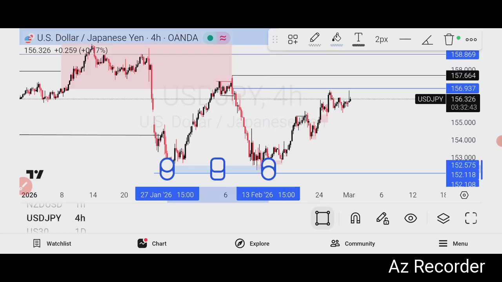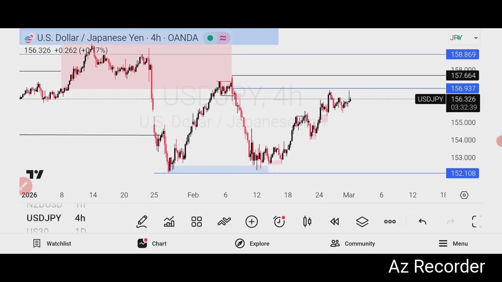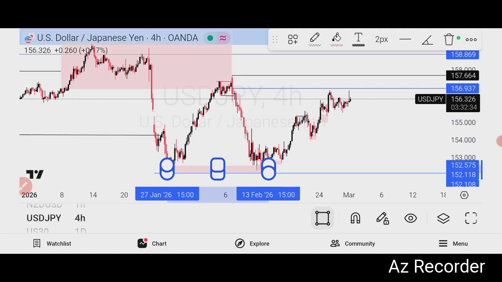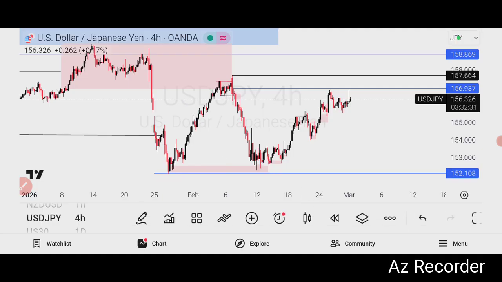If I want to mark my point of interest, I use this light blue line. Then, after the market has reacted from that point, I will change it to this red line to indicate that, okay, this is now liquidity.